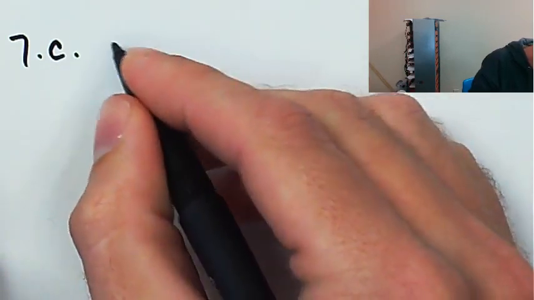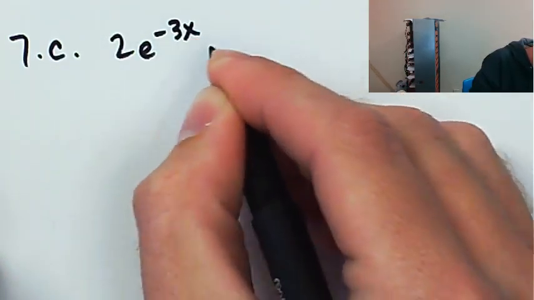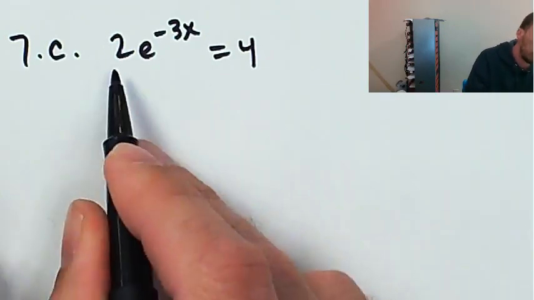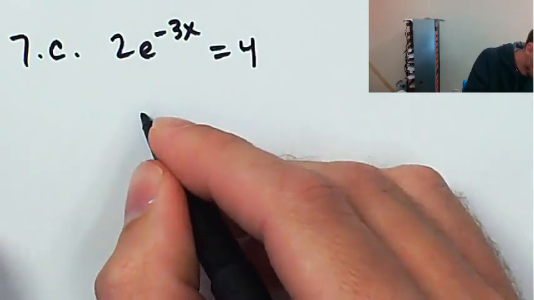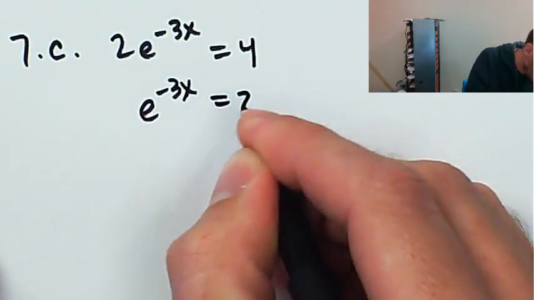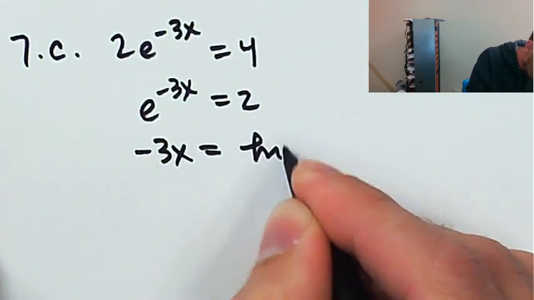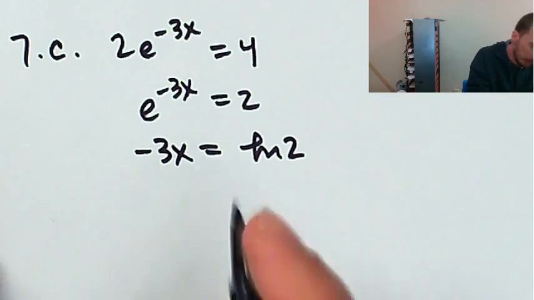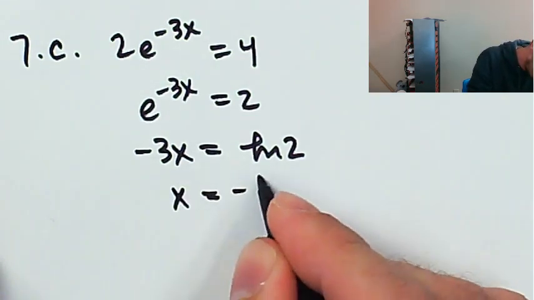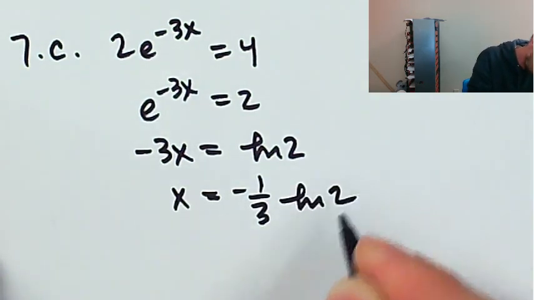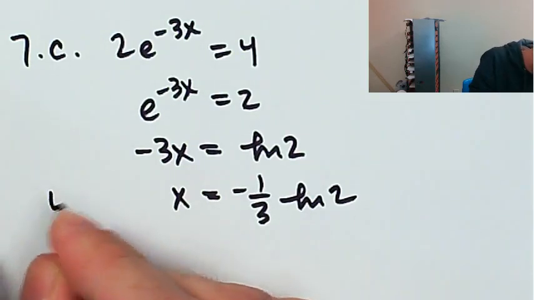2e to the negative 3x equals 4. Okay. Isolate the exponential, divide by 2. Take the natural log of both sides. Then divide by negative 3. Okay, that's going to be my exact value.